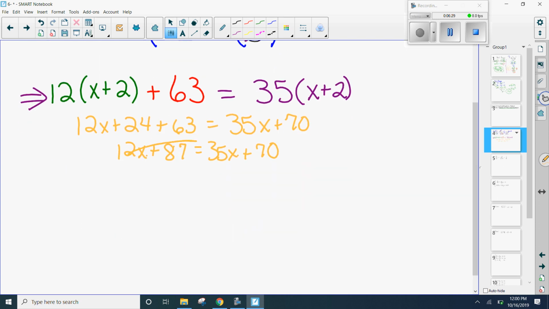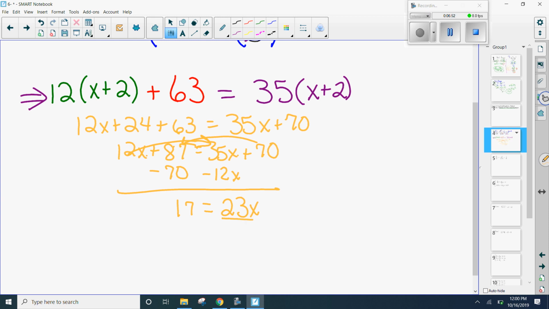You can move the 12x over, move the 70 over, and you get 17 is equal to, I kind of made that messy there, 35 minus 12 is 23x.